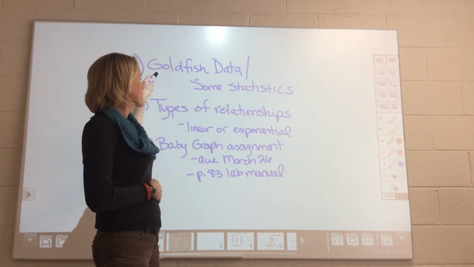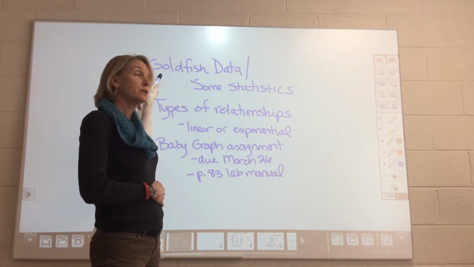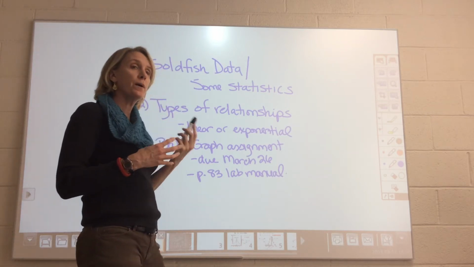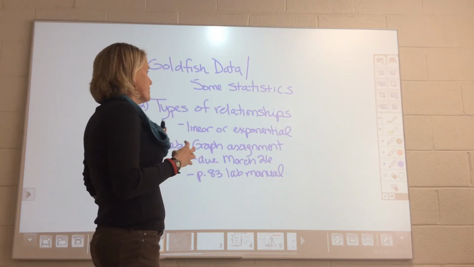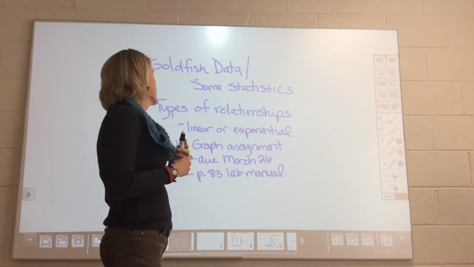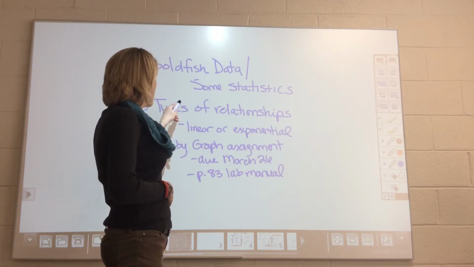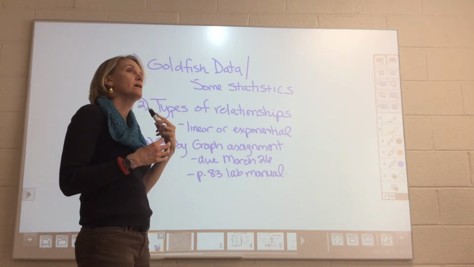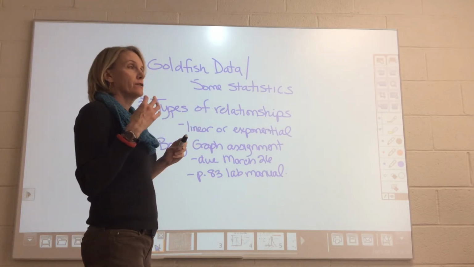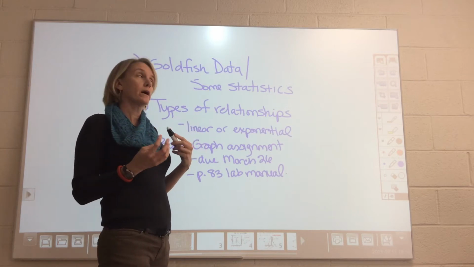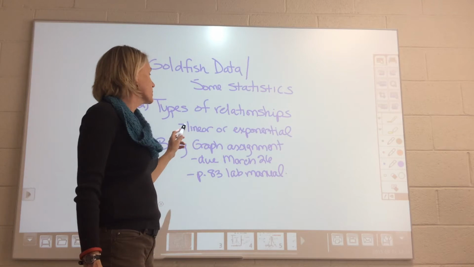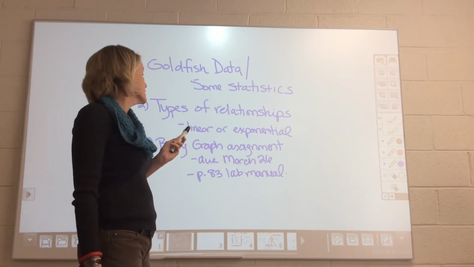So I want to start out, we're going to look at your goldfish data or some similar data, and we're going to think about some statistics that can help us when we're looking at various data sets and types of numbers. And then we're going to think about what types of relationships we might see. So how exactly are temperature and respiration rate in fish related? What kinds of relationships might we see? And in particular, we're just going to explore linear or exponential relationships.